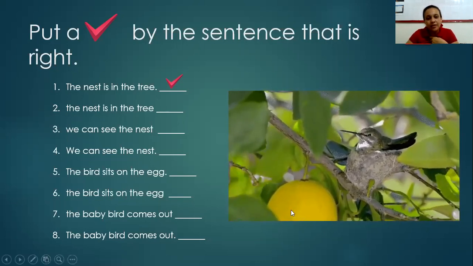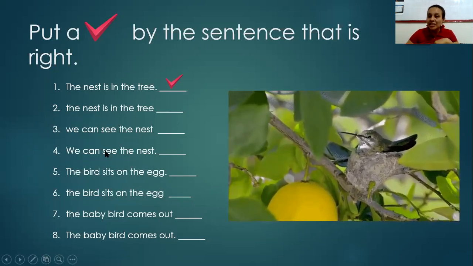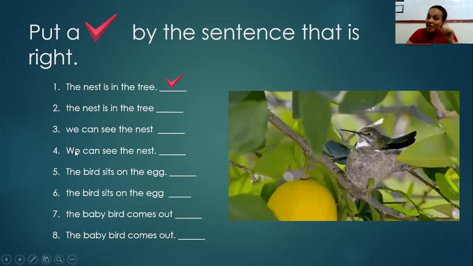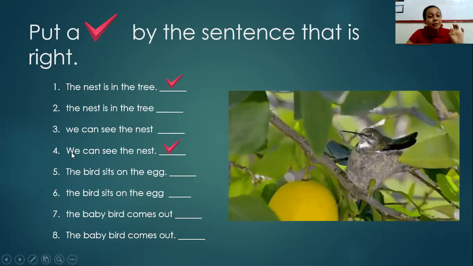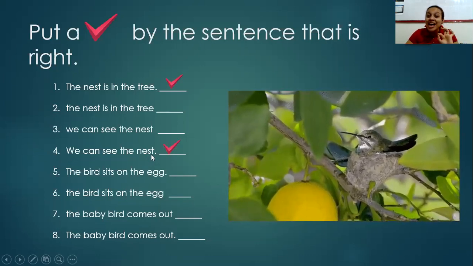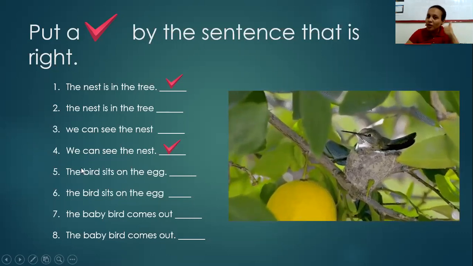Look, we can see the nest. This is a nest, look. Or we can see the nest. Which one is the best one? Very good, it is the second one. Why, Mrs.? Well, because it begins with a capital letter and ends with a period. Very good, you are great.